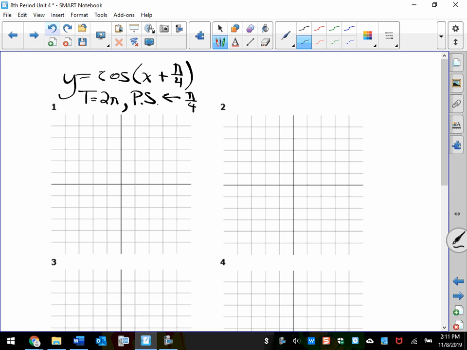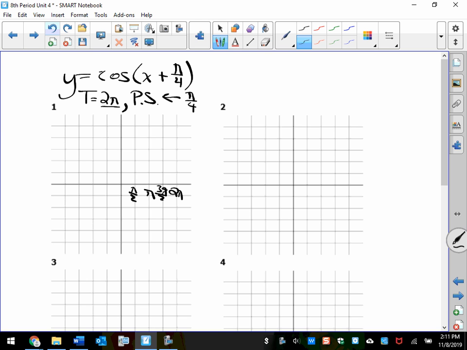Let's go ahead and plot that. The first thing is you want to change the scale according to the period. So the period is just the same as we had on our quiz. So 2 pi, pi over 2, and 3 pi over 2. That looks good.